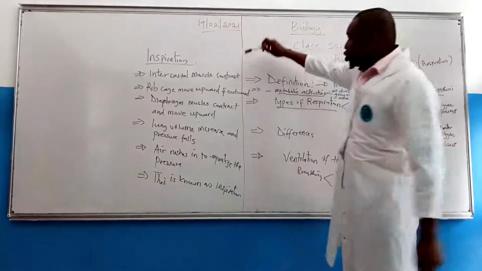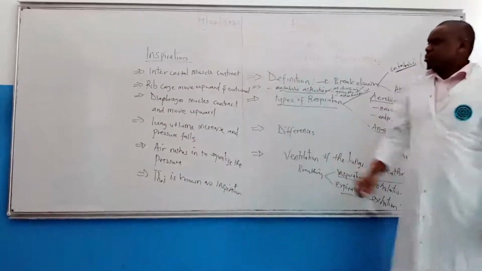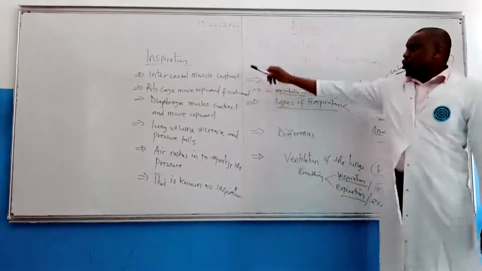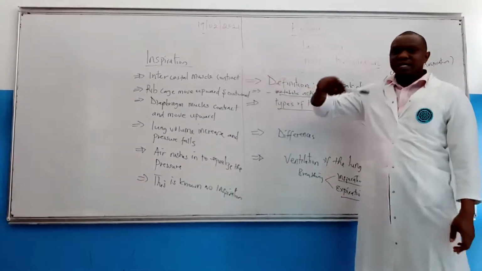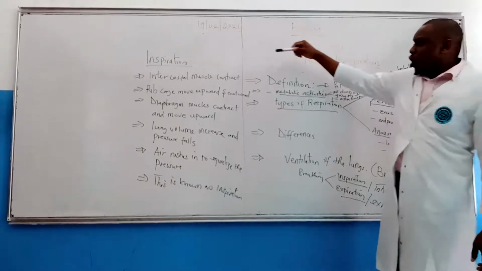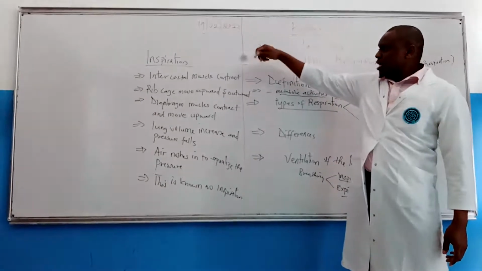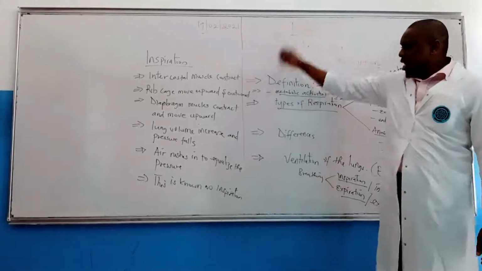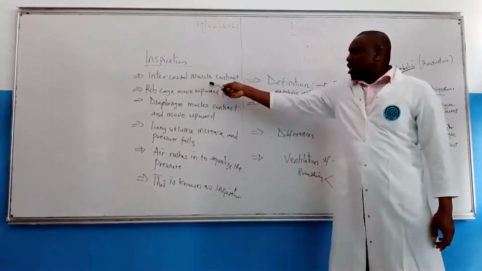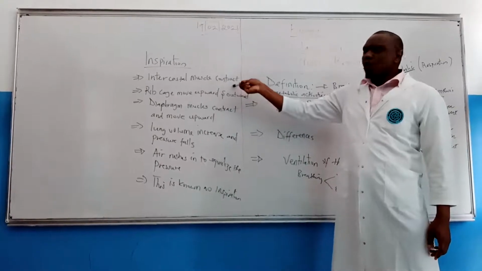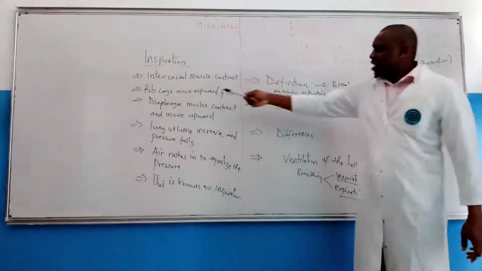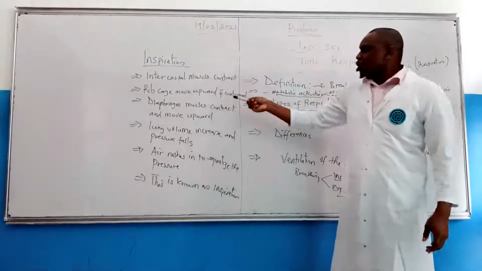Now, we go to inspiration. What are the mechanisms that occur during inspiration? When we talk of inspiration, we mean breathing in, taking in of oxygen. For us humans to be able to take in oxygen, there are certain mechanisms that occur. The first mechanism is what? The intercostal muscles of the diaphragm will contract. If they contract, what happens? The rib cage moves upward and outward.